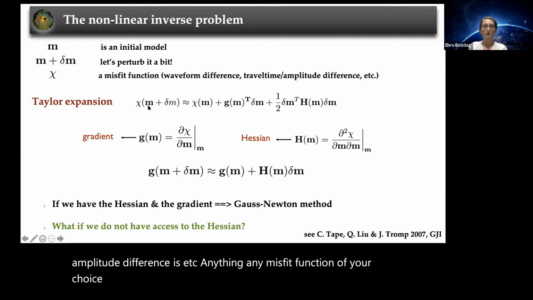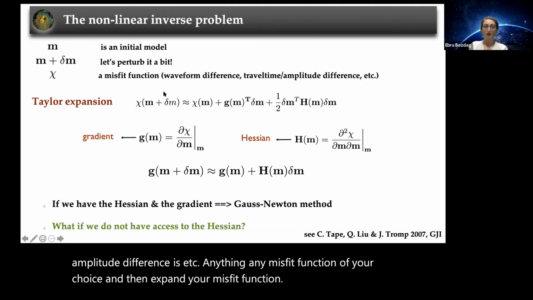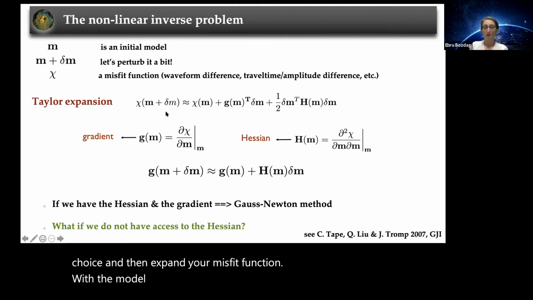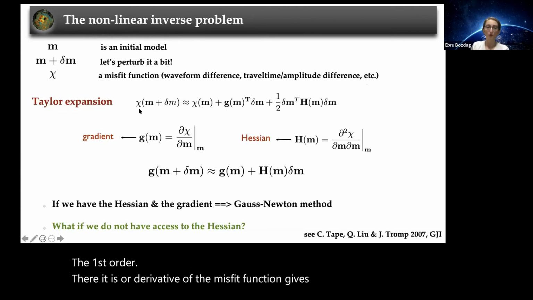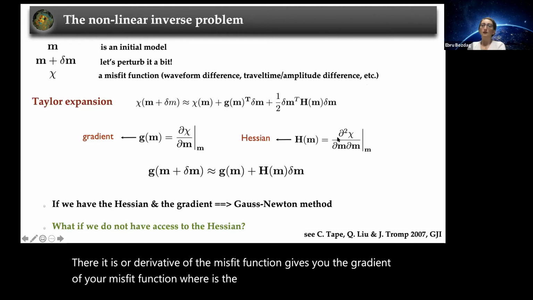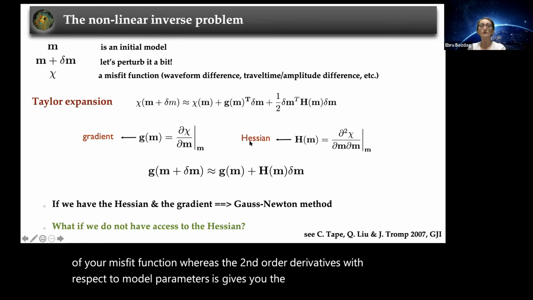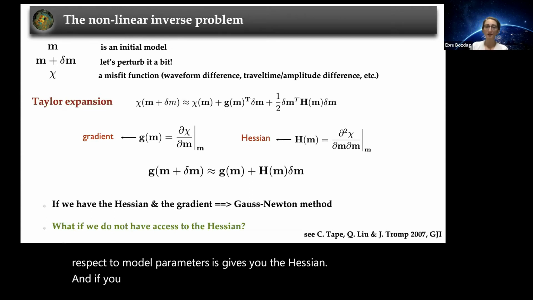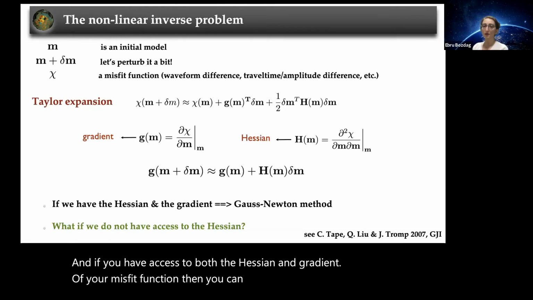Then expand your misfit function with the perturbed model parameters into a Taylor series. You can readily see that the first order derivative of the misfit function gives you the gradient of your misfit function, whereas the second order derivatives with respect to model parameters give you the Hessian. If you have access to both the Hessian and the gradient of your misfit function, then you can optimize your inverse problem using a Gauss-Newton method.